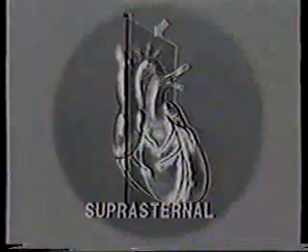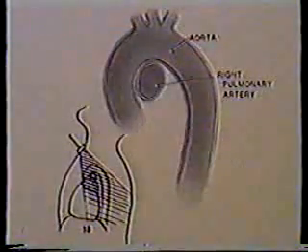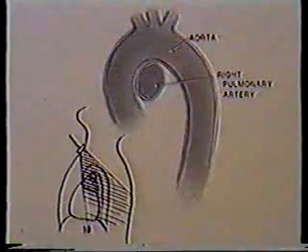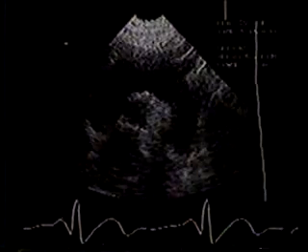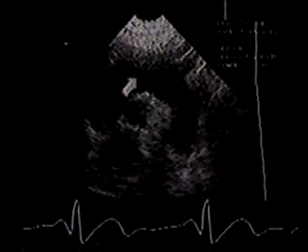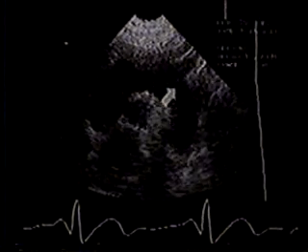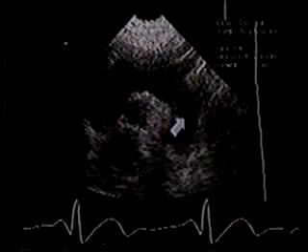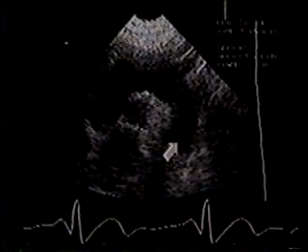With the transducer in the suprasternal notch, the ultrasound beam can be directed so as to inspect the aortic arch in long axis. In this still frame, we can identify a portion of the ascending aorta, the horizontal portion of the arch, and the proximal portion of the descending thoracic aorta.